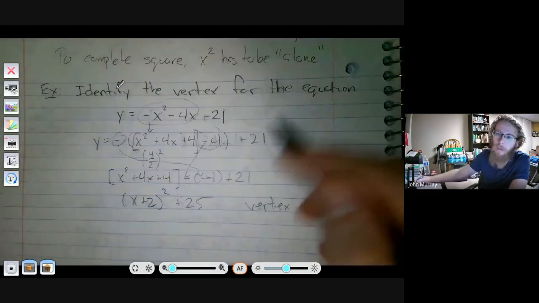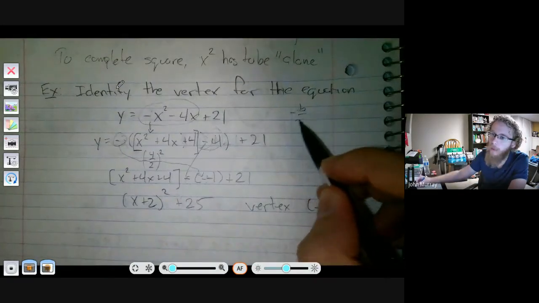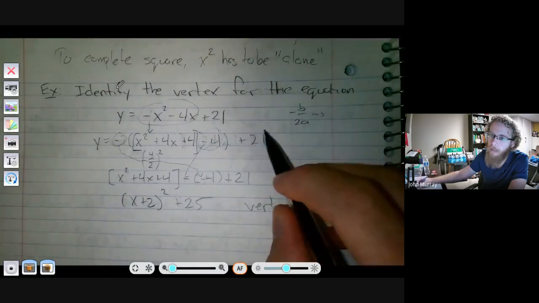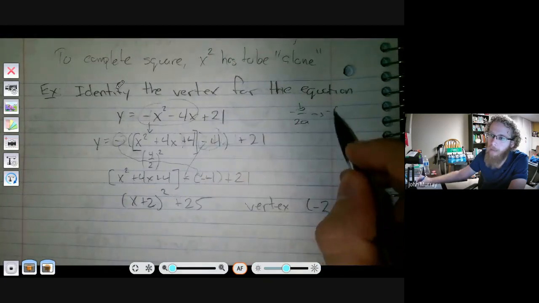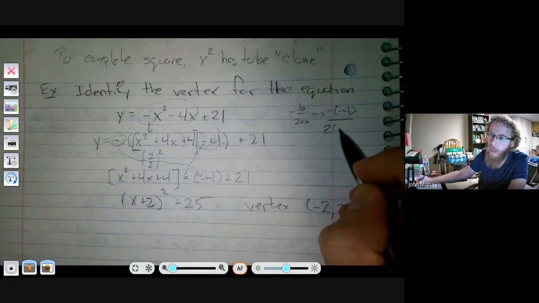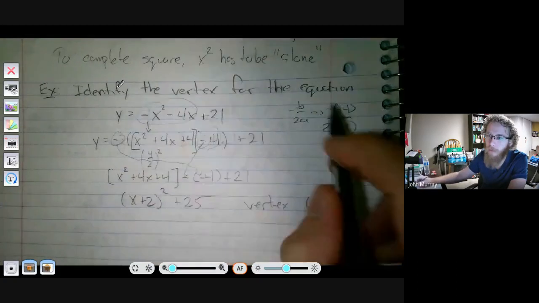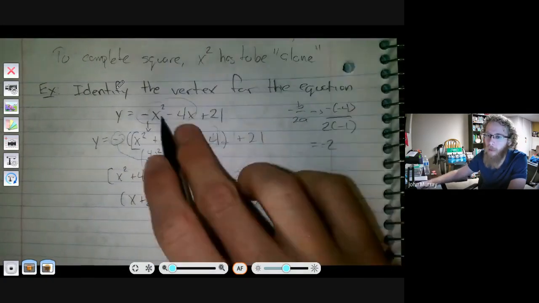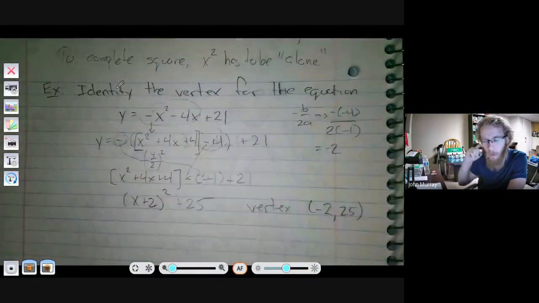Okay, real quick, if we did it the other way, negative b over 2a, just be careful because there's a lot of negatives here. So we have negative 4 over 2 times negative 1, right? Because that's what's in front. And that, in fact, gets us negative 2. And then if we plugged in negative 2 here, we would get 25.